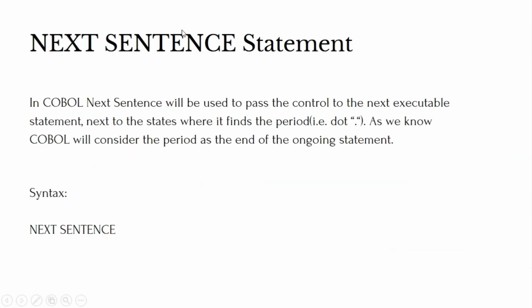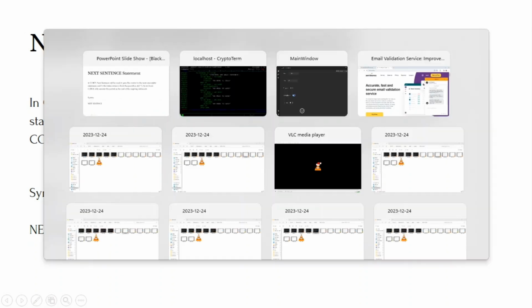Next we have the NEXT SENTENCE statement. In COBOL, NEXT SENTENCE is used to pass the control to the next executable statement after the place where it finds the period, the dot sign. As we know, COBOL will consider the period as the end of the ongoing statement. So here is the syntax: NEXT SENTENCE. So let's understand through the COBOL program.